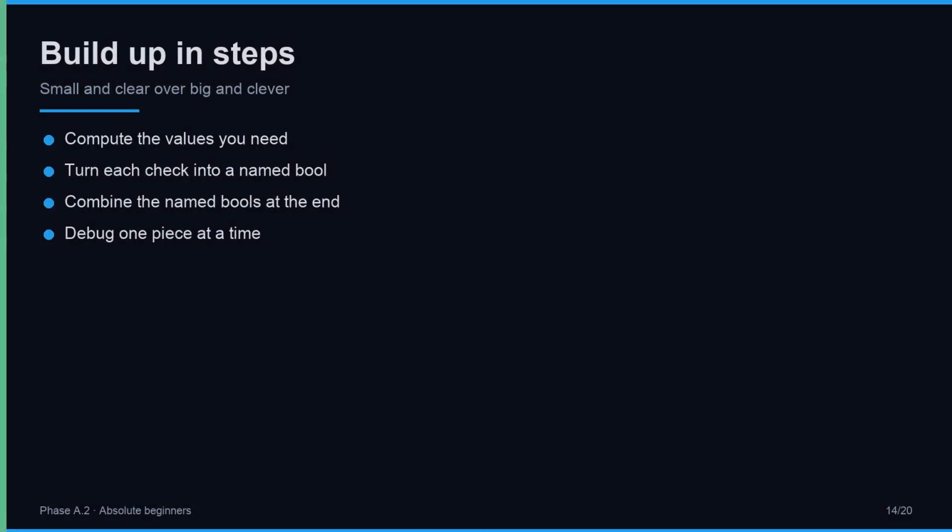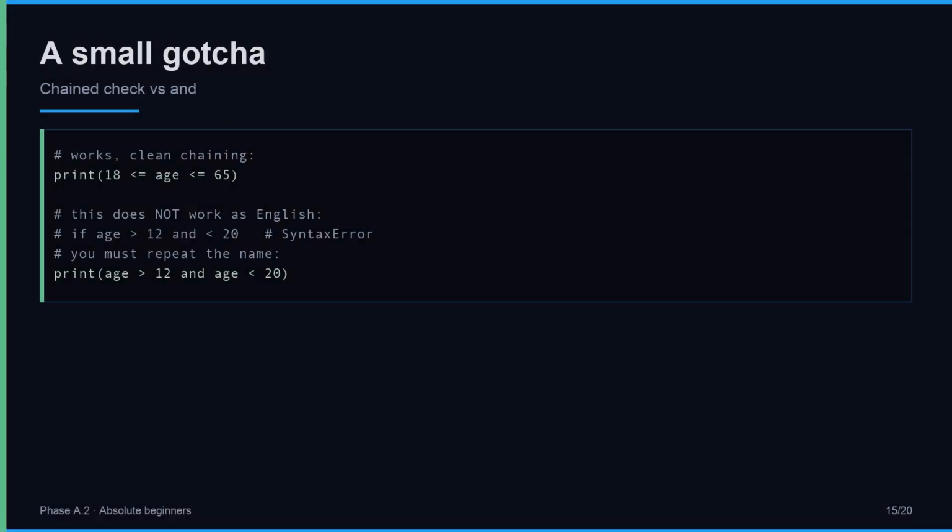The reliable habit is to build up in steps. First, compute the values you need with arithmetic. Then turn each individual check into a named bool. Finally, combine those named bools with the logic words. This way, when something is wrong, you can inspect each named piece on its own and find the faulty link. A giant one-liner hides the problem. A chain of small named steps reveals it. Prefer small and clear over big and clever, always. Small steps, easy debugging.